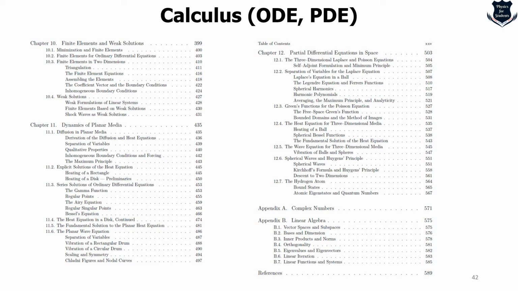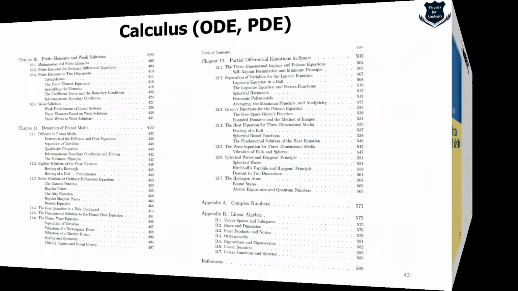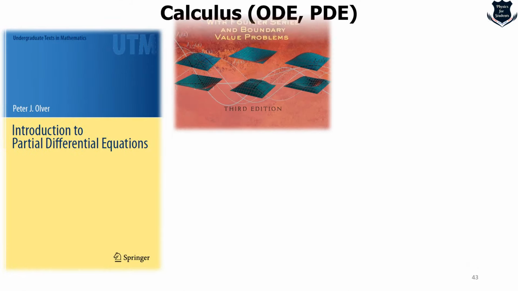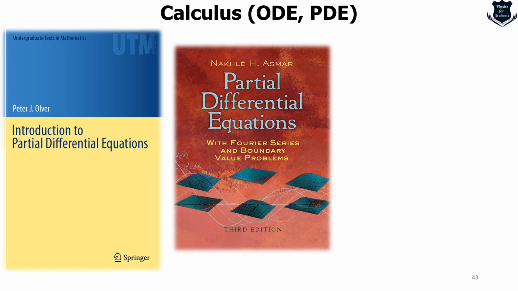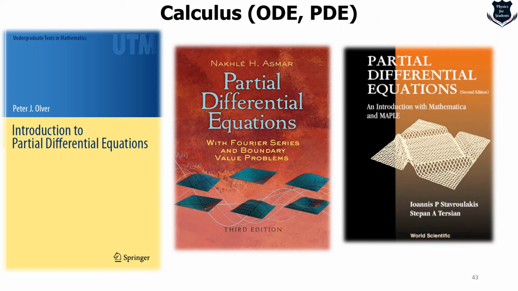So along with this Peter J. Olver's book, which is very exhaustive, I can recommend two more books which you can go through. That is Nakhlé H. Asmar's Partial Differential Equations, and the other Partial Differential Equations book by Ioannis and Stepan A. Terzian. You can pick it up. But other than that, even if you're not going through the rest of these two books, these books are good enough.